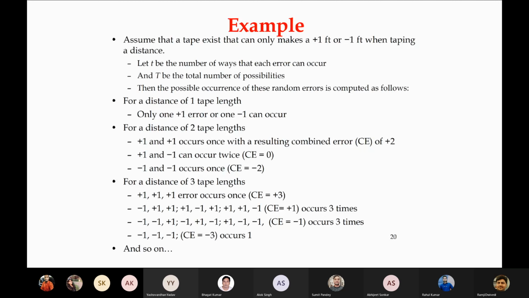Let small t be the number of ways that each error can occur, and let capital T be the total number of possibilities. So for a distance of 1 tape length, only plus one would occur or minus one would occur. Obviously, we are dealing with random errors. So when we say one tape length, you open it, either it would be plus one, close it, or again open it, it will be minus one. That's it. When you are working with two tape lengths, it could be two positive, two negative, one positive, one negative. Come again with three: you have plus one, plus one, plus one, then minus, plus, plus, and plus, minus, and so on; the combinations are explained like these.